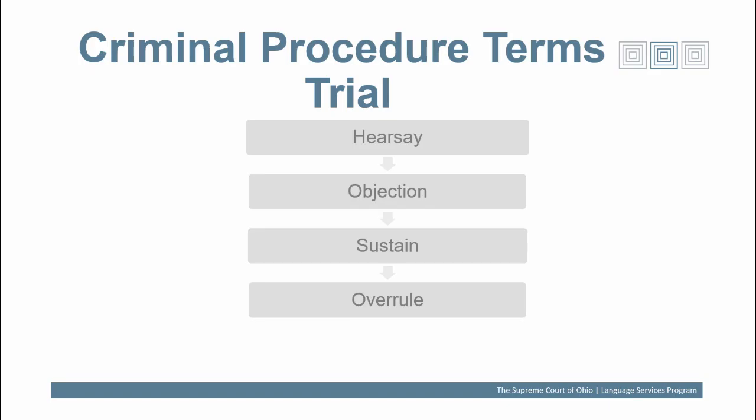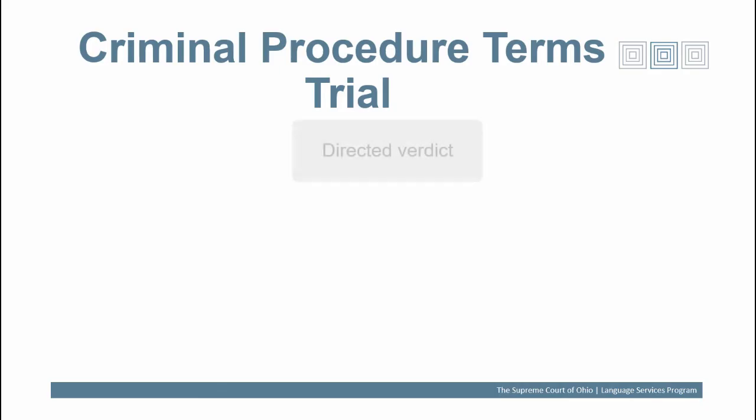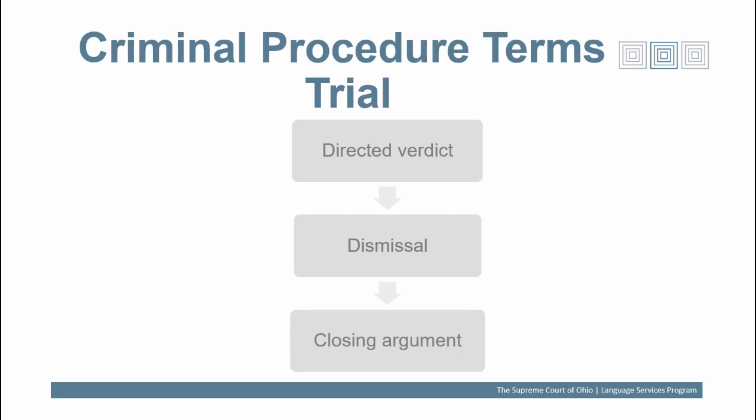Rebuttal. When one party makes an assertion about something, another party may make an argument against it. Directed verdict. A ruling entered by a trial judge after determining that there is no legally sufficient evidentiary basis for a reasonable jury to reach a different conclusion. Dismissal. A ruling by a judge that the plaintiff's lawsuit is thrown out. Closing argument. The concluding statement of each party's counsel reiterating the important arguments for the trier of fact, often the jury, in a court case.